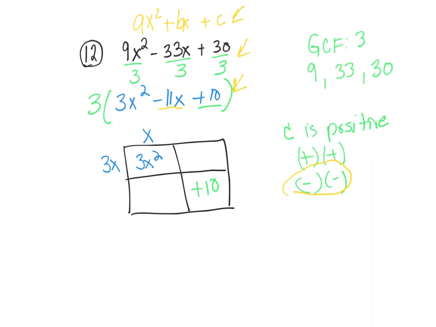Okay, so when I think about 10, now 10 has a couple more options. Since we know they're both going to be negative, I could have -1 times -10, and I could have -2 times -5. Now here's what we have to be careful about. I know that probably some of you will look at the -1 and -10 there and say, well, if I add them, that's -11. This has got to be the correct one.